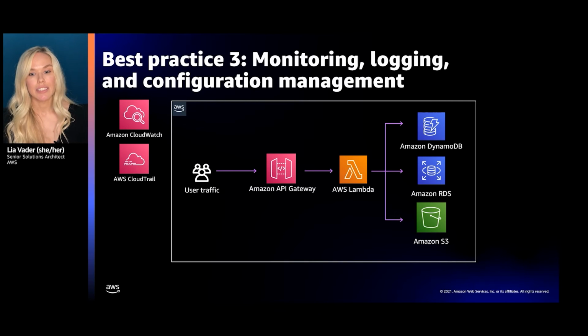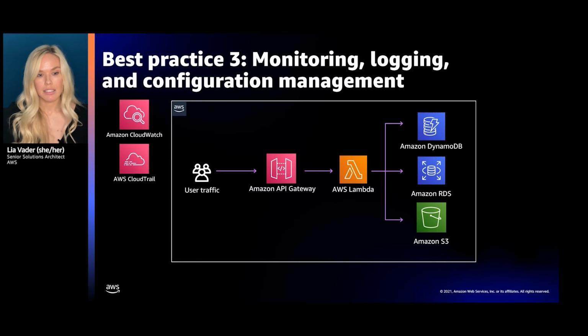Next is CloudTrail. So this gives you a history of AWS calls into your account, including API calls made through the management console and any API like CLI, SDKs, etc. CloudTrail is important for all AWS resources, not just serverless applications. And it's a best practice to turn on CloudTrail in all AWS accounts in all regions.